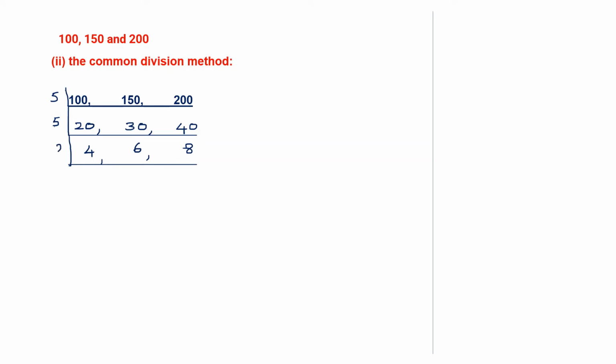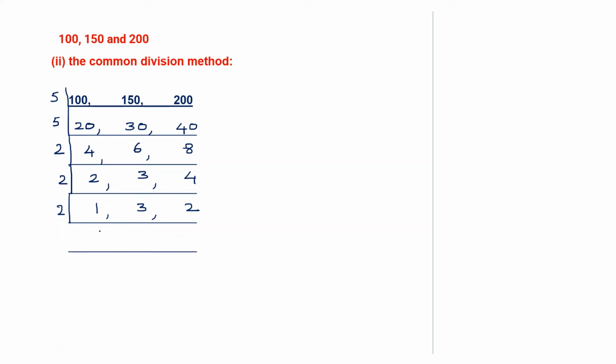Now I can use 2. So I get 2 twos are 4, 2 threes are 6 and 2 fours are 8. I'll continue with 2. 2 ones are 2. I bring down 3 as it is. 2 twos are 4. Then I continue with 2 again. So I get 1, 3 and 1. And this time I divide by 3. That's 1, 1 and 1.